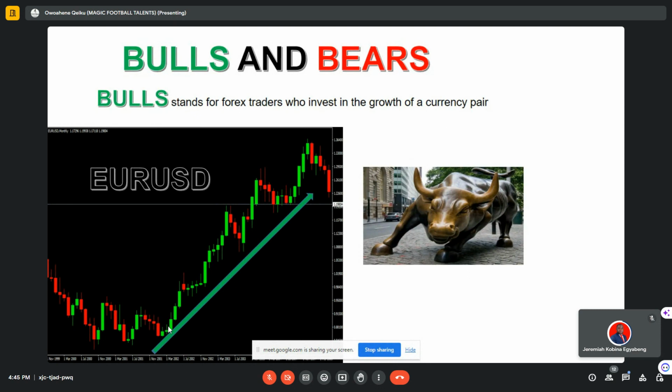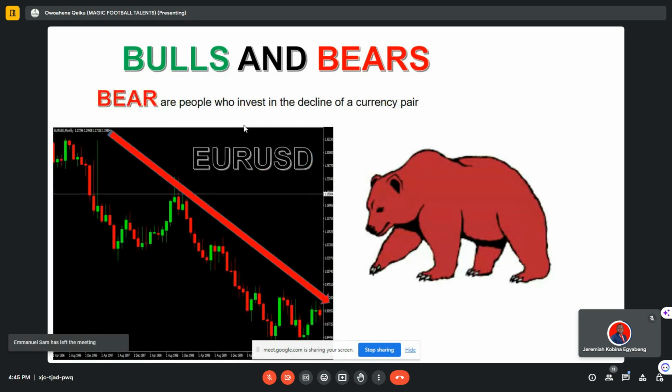Bulls are people who invest in the rise of a currency pair. When the price peaks, they realize that the thing is too high, so they start to sell it off. That's how the bulls market does it. Bears are people who invest in the decline of a currency pair.